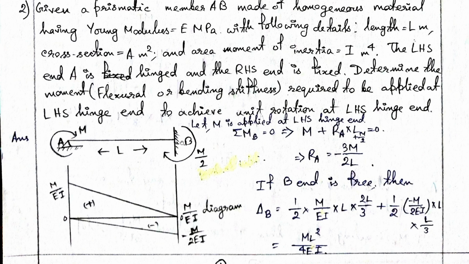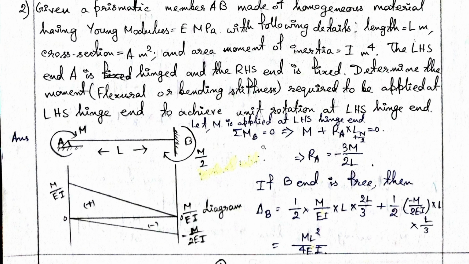but in the B end the support is fixed. It doesn't allow any rotation. So a counter moment will develop at the fixed end to make the B end straight, or to counter the rotation at B end which is coming due to the moment M which is applied at A end. So if we apply M moment at A end, moment M by 2 will develop in the B end.